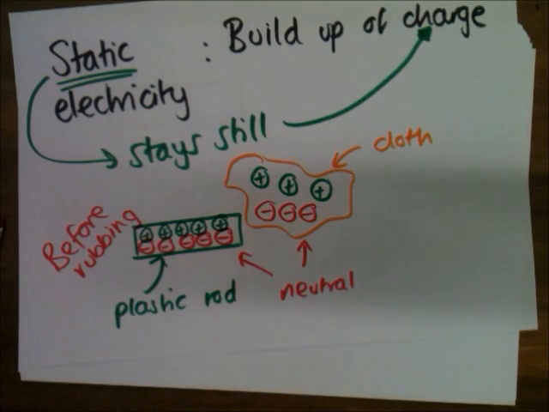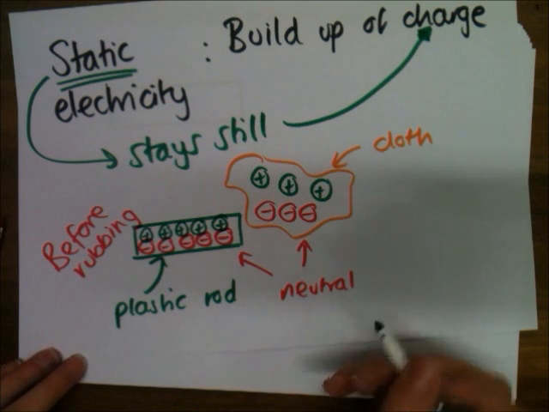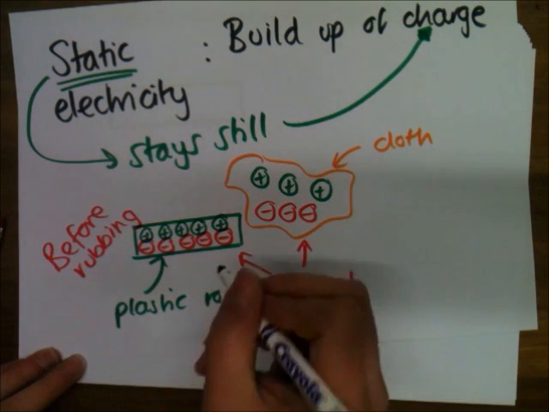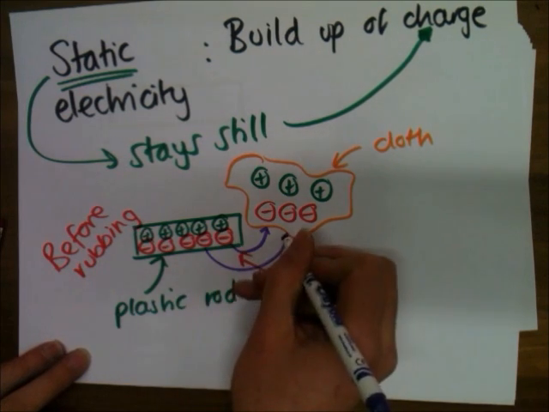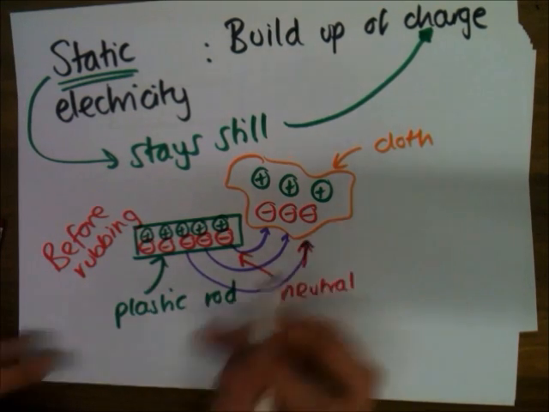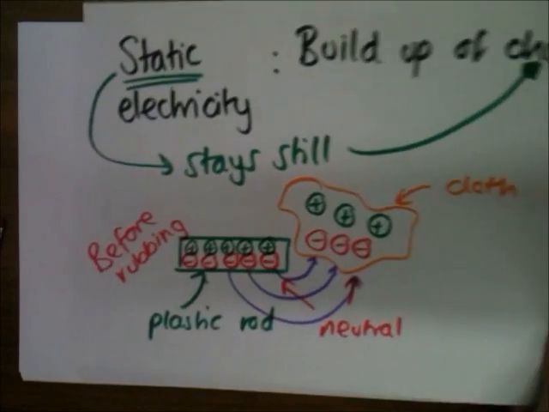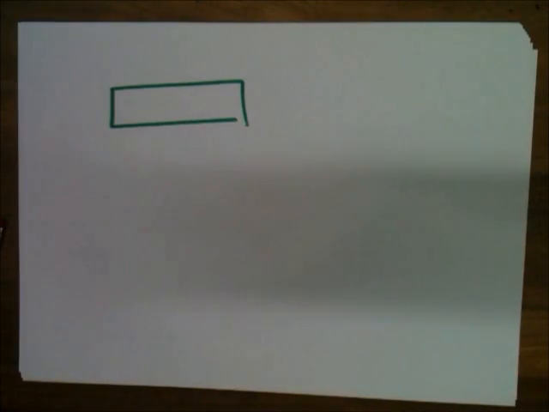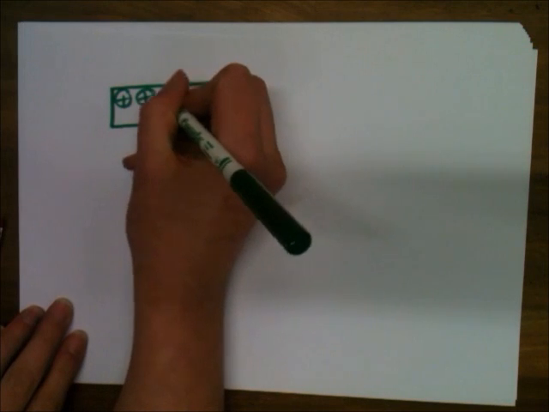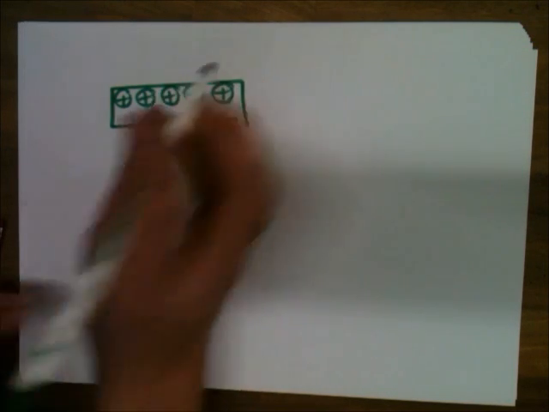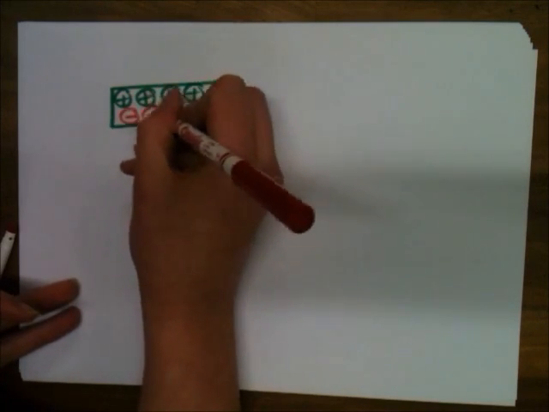Now, when we rub the rod with the cloth, something happens, okay? The electrons begin to move, the electrons begin to transfer to the cloth, like so. Now this means that my rod, which has been conveniently drawn before, still has 5 protons because protons can't move. It now has fewer electrons because they've moved over.